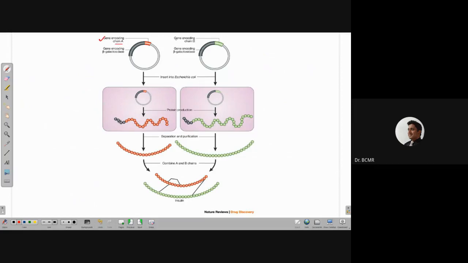Chain A and chain B are here. They are in two different cells in vectors. In one cell, they will produce a large quantity of chain A, and then they will make chain B in another set of cells. They will take equal proportions of chain A and chain B and try to make the disulfide bonds between them, and then you have the final insulin. That is what is used.